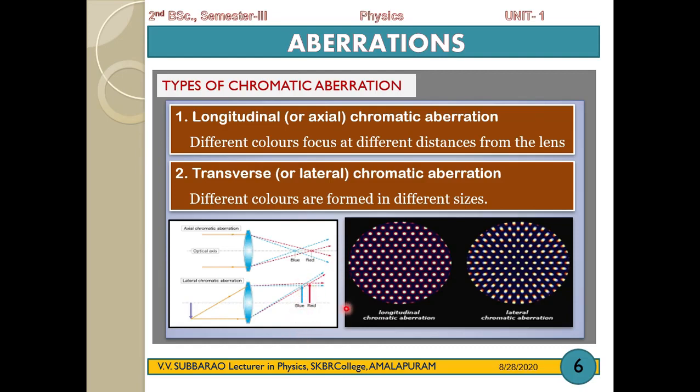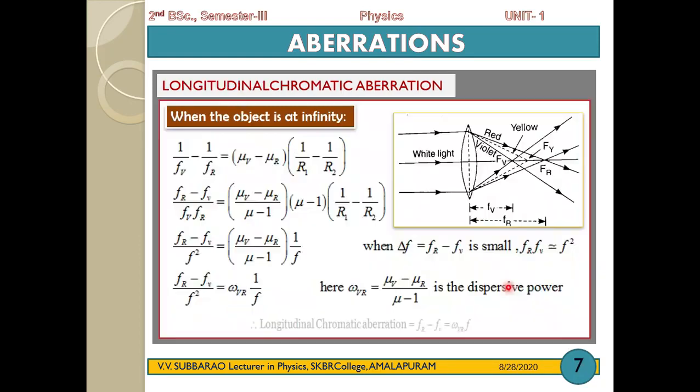That means the size of the red image is somewhat larger than the size of the blue image. The difference in the sizes is called lateral or transverse chromatic aberration. Longitudinal chromatic aberration and lateral chromatic aberration can also be seen in this diagram. Now let us derive the expression for longitudinal chromatic aberration.